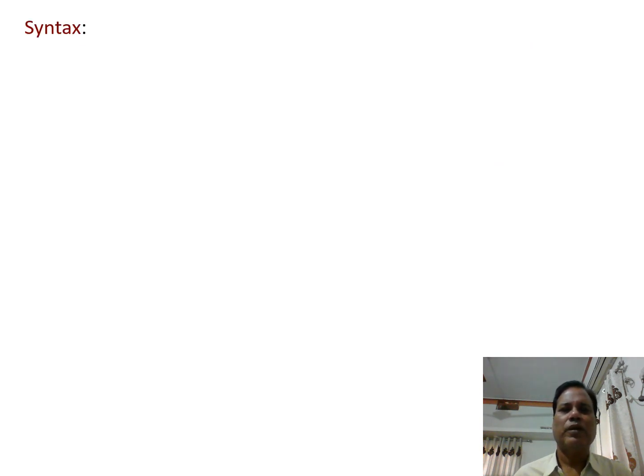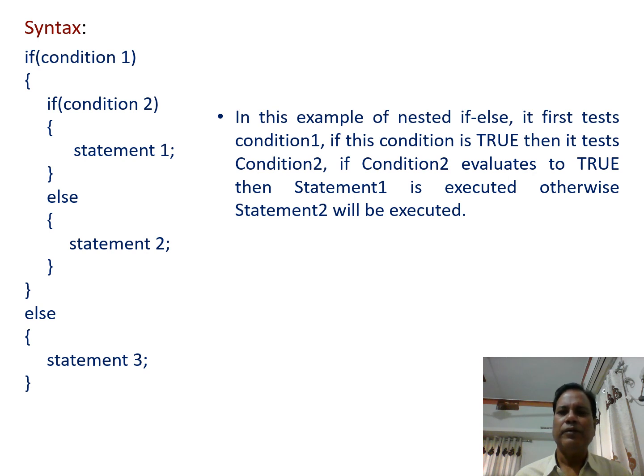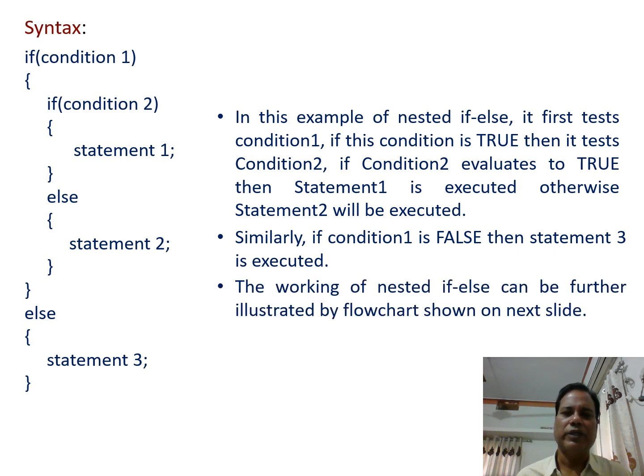Syntax of nested if-else statement is like this one. In this example of nested if-else, it first tests condition 1. If this condition is true, then it tests condition 2. If condition 2 evaluates to true, then statement 1 is executed. Otherwise, statement 2 will be executed. Similarly, if condition 1 is false, then statement 3 is executed.